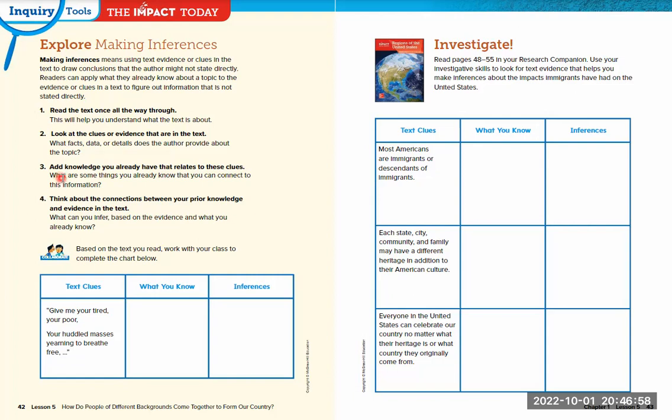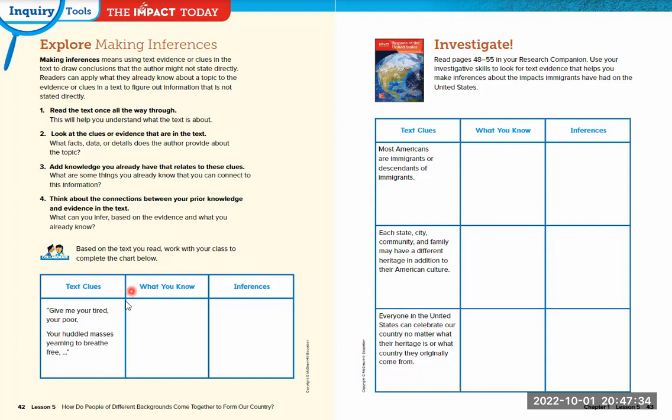So from what information you know personally to the information that you got from the text, what can you combine? What can you use from those 2 pieces of information? The 4th thing you're going to be doing is thinking about the connections between your information and the information in the text. And then from there, what can you infer based on the evidence and what you already know? So the first thing that we're going to be doing this on is based on the text that we read. And the text clues talk about how in the poem it says, give me your tired, your poor, your huddled masses yearning to breathe free.